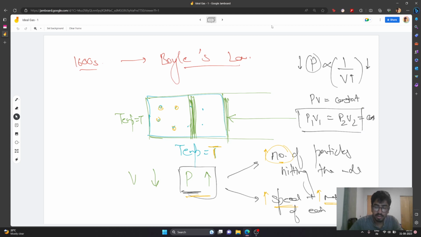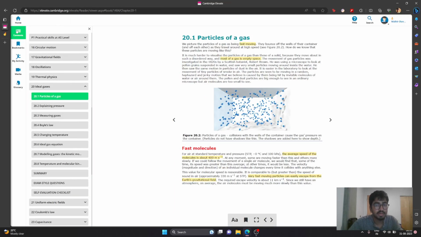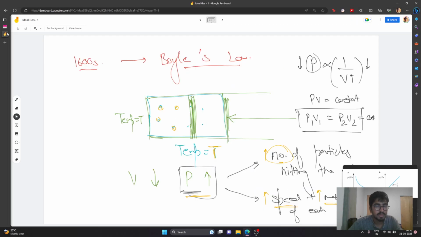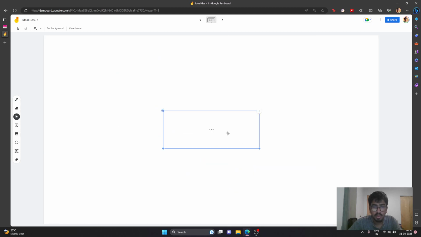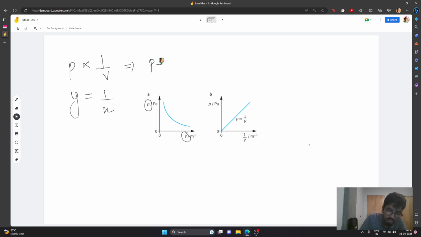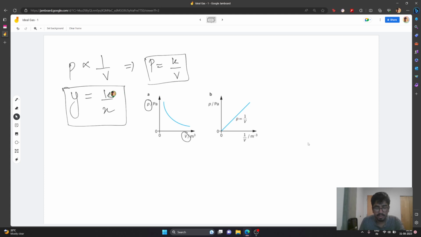One of the ways that we can talk about it is this graph. It looks like this. Notice that this is a pressure and volume graph. If P is proportional to 1 by V, it is like y is equal to 1 by x. And this gets converted into P is equal to K by V, where K is the constant of proportionality. Then this looks like a K by x graph, and you know a 1 by x graph looks like this.